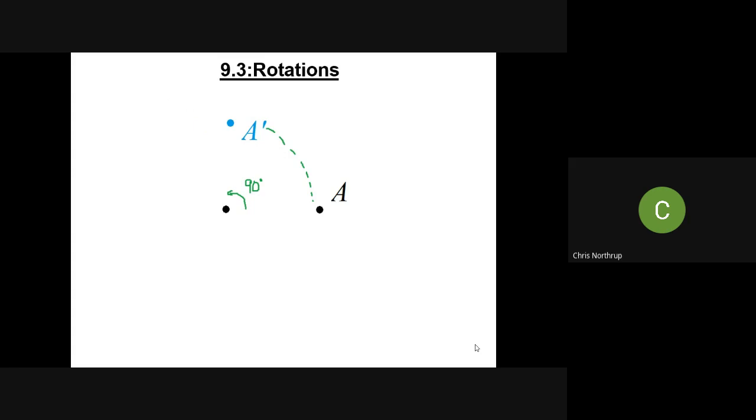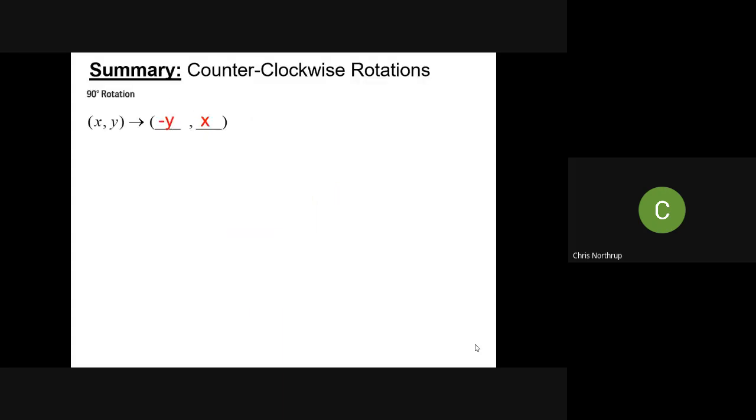Now with rotations, I could go in two different directions. I did a counterclockwise rotation of 90 degrees. I could have also gone clockwise and ended up down there. So whenever we're doing rotations, we need those two pieces of information. We need to know which direction. Are we going to go clockwise? Are we going to go counterclockwise? And we need to know how much. So just a little summary of what we're going to see working with points in the XY plane.